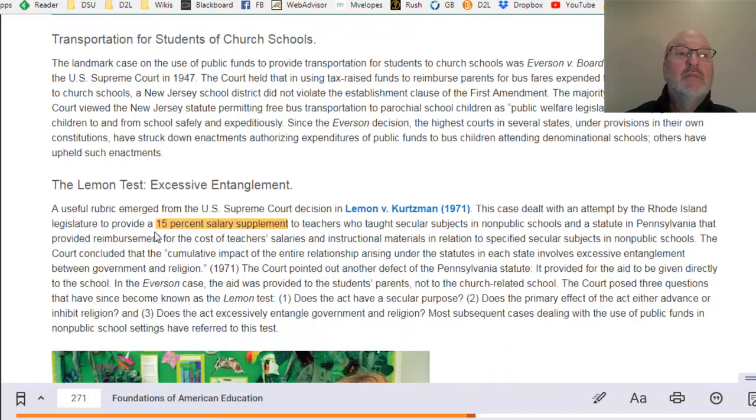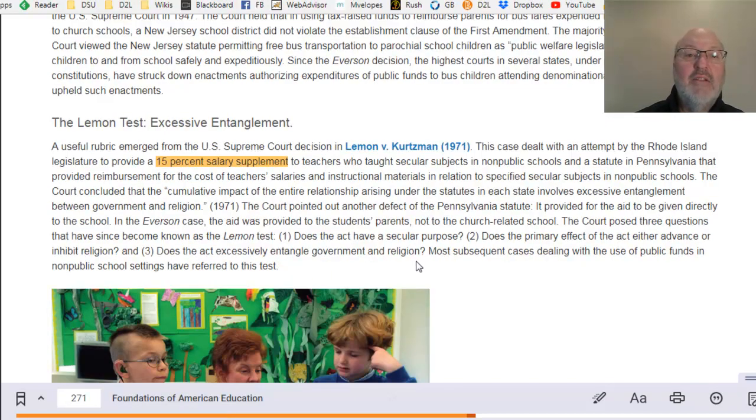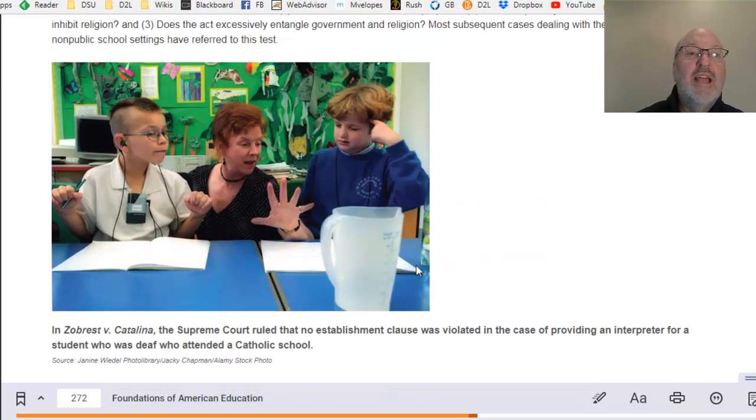A useful rubric emerged. The Lemon versus Kurtzman case dealt with an attempt by the Rhode Island legislature to provide a 15% salary supplement to teachers who taught secular subjects in non-public schools. Think about this. To support those teachers, if they're not teaching the religion classes, they're teaching the secular classes, reading, writing, and arithmetic, the public school wanted to support them with 15% additional money, because obviously, as we studied earlier, private schools pay less than public schools. It goes on to say here, and they found that this was excessive entanglement.